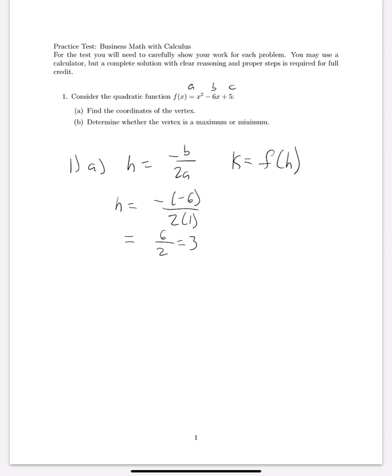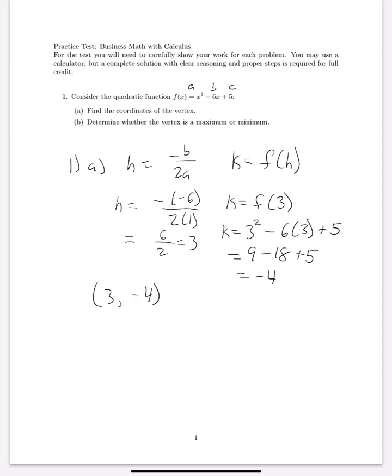Okay. Now to find k, I'm just going to plug 3 into my function. So k will equal 3 squared minus 6 times 3 plus 5. And so k is equal to 9 minus 18 plus 5, which is negative 4. So the vertex for this quadratic is at the point 3, negative 4. Okay, so that is the vertex.